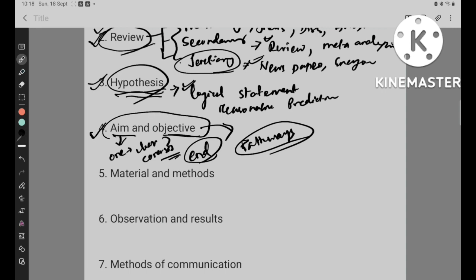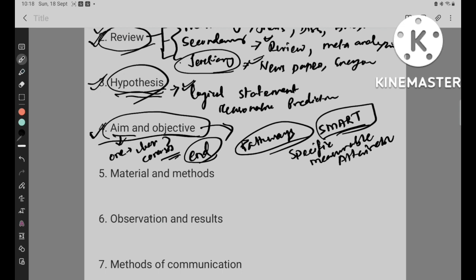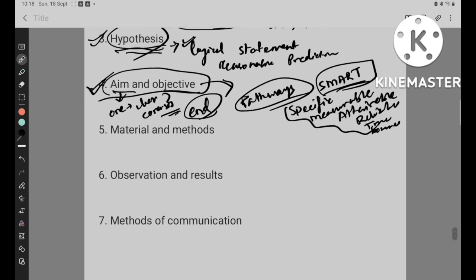To state the aim and objectives, there is one criteria known as the SMART criteria. The SMART criteria includes 5 components: the aim and objective must be specific, measurable, attainable, reliable, and time bound. These components need to be taken care of before stating your aims and objectives.